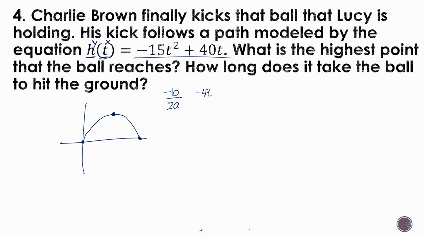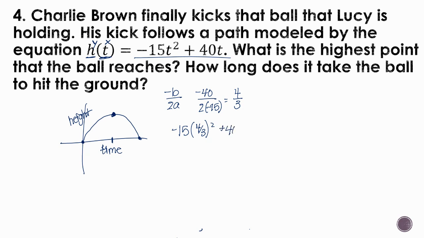So negative 40 over 2 times negative 15 gives us 4/3. Now remember, that's the x part of our vertex. And what did we say the x was here? x is time. The question is, how high does the ball go? So we need to find the y value of this vertex. How far up is it? We do that simply by putting 4/3 into the equation for t.